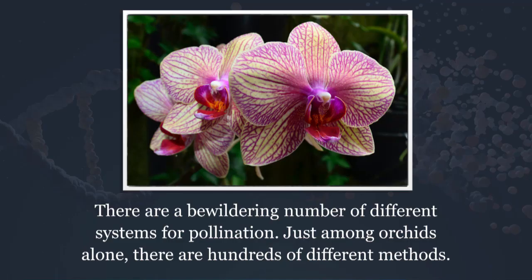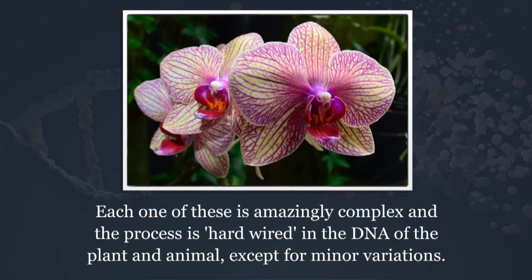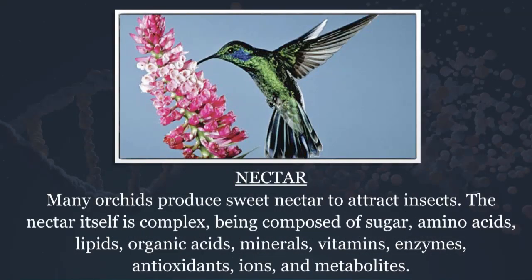There are a bewildering number of different systems for pollination. Just among orchids alone, there are hundreds of different methods. Each one of these is amazingly complex, and the process is hardwired in the DNA of the plant and animal, except for minor variations. So, nectar. Many orchids produce sweet nectar to attract insects. The nectar itself is complex, being composed of sugar, amino acids, lipids, organic acids, minerals, vitamins, enzymes, antioxidants, ions, and metabolites.